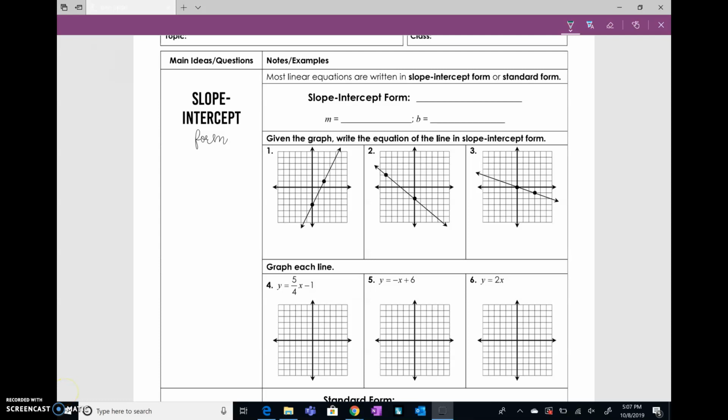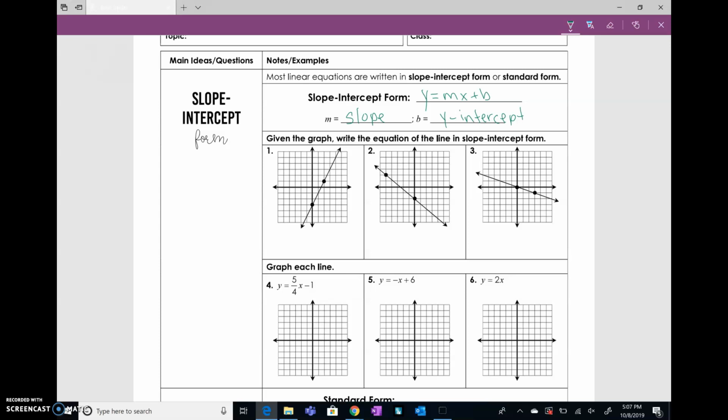Alright guys, so this is a review from middle school. We're going to go back over slope-intercept form, which is the famous y = mx + b, where m is your slope and b is your y-intercept. That's why it's called slope-intercept form.